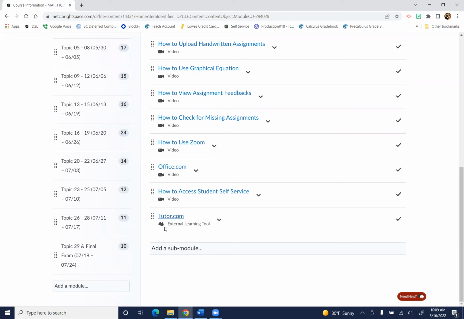So tutor.com will be the only tutorial service the college offers for right now. So if you ever can't get hold of me, and you don't want to wait a couple of days for feedback, you can always make appointments at tutor.com, and they have a live tutor that can help you.